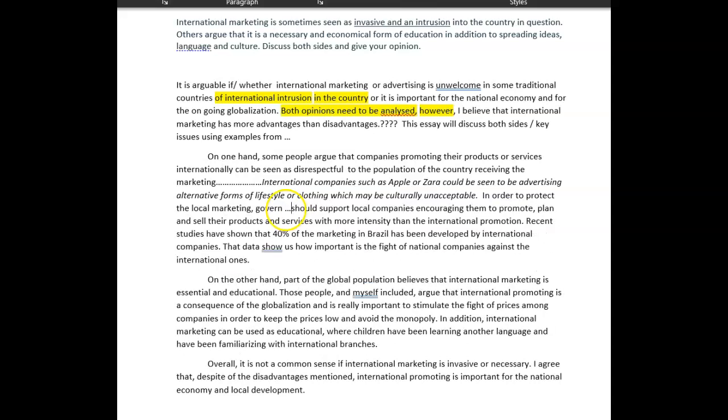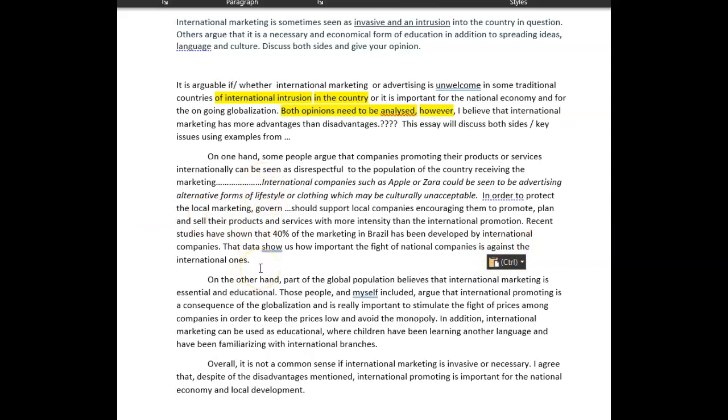Governments should support local companies, encourage them to promote, plan and sell their products. More intensity. Okay, nice, very good. Recent studies, 40% of marketing in Brazil has been developed, good grammar, by international companies. And connect this, and this data shows us how important it is, or how important the fight of national companies is. Move your verb. The verb needs to come here. Okay, against national ones. Very nice paragraph, but just develop it a bit more.